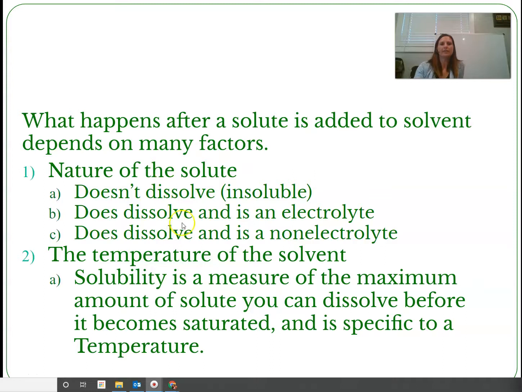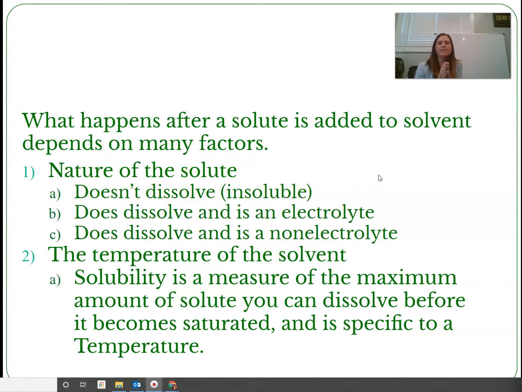So we're going to be looking at the nature of the solute, whether it dissolves, whether it forms an electrolyte, or whether instead it forms a non-electrolyte and what that means. We're also going to be looking at how the solute dissolves, which is based on the temperature of the solvent. We know already probably that things dissolve faster in warm water than they do in cold water. And so we're going to be looking at this temperature specific behavior that happens in some solutions. So we're going to start by looking at the nature of the solute.